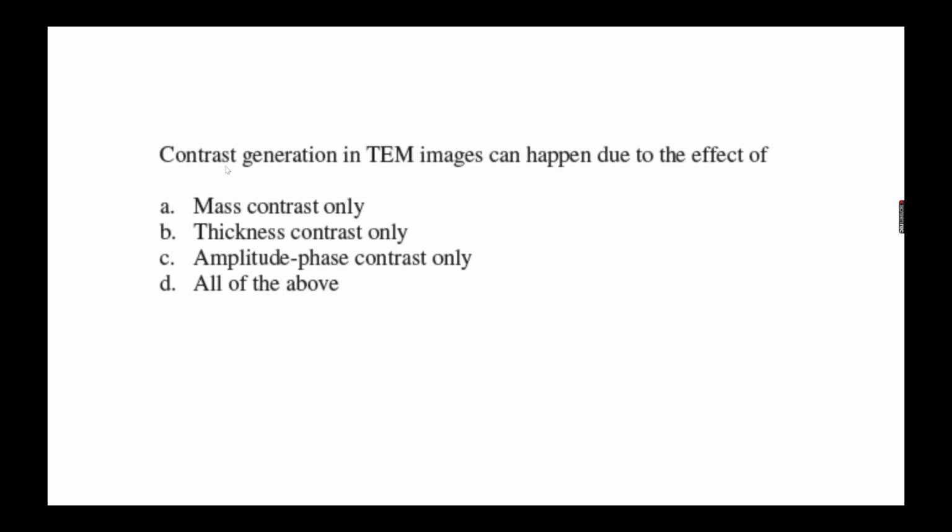So here it is asking whether the contrast generation in TEM images can happen due to the effect of mass contrast only, thickness contrast only, amplitude phase contrast only, or all of the above. If you have gone through the lectures and understood clearly how contrast is generated and evolves by varying the mass, the thickness and the amplitude, and how it gives the response in terms of imaging, can you give me the answer to this question?